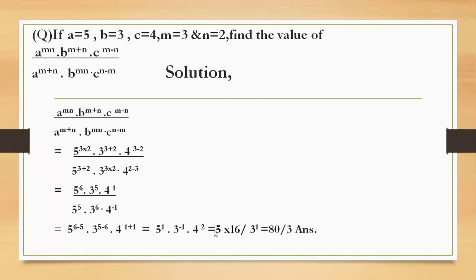When we write this negative power down, it will be positive. When 3 to the power minus 1 goes down, it will be positive. Then 16 5s are 80, then 80 by 3. Have you got this answer? Yes, sir. Good. Absolutely right.